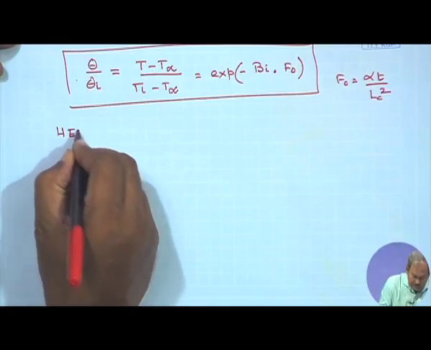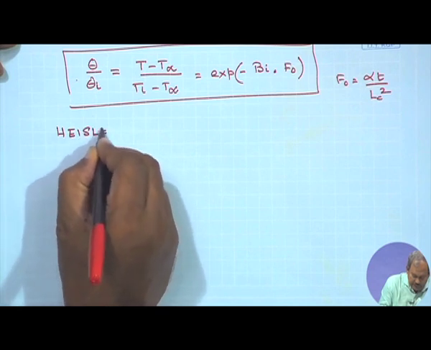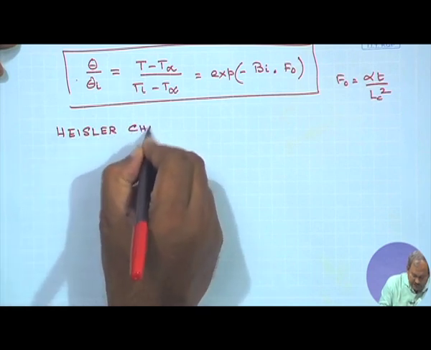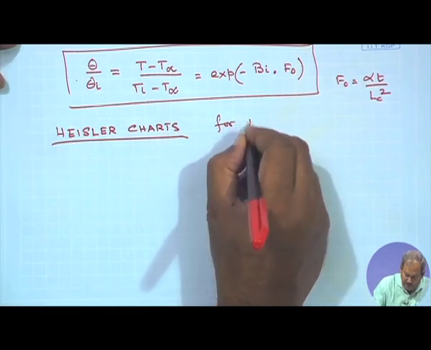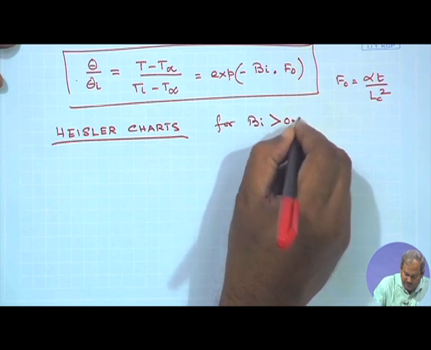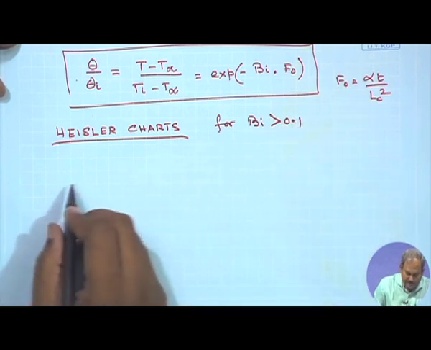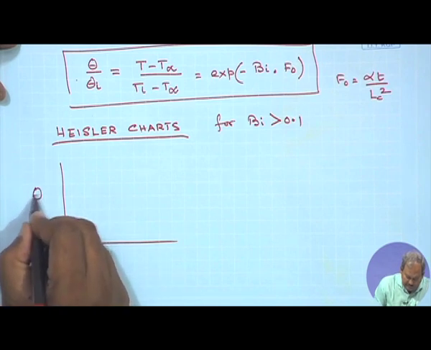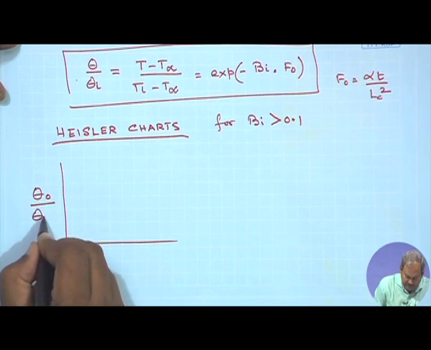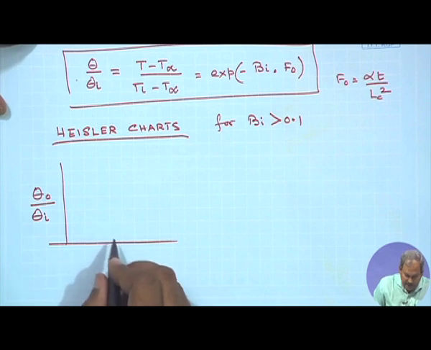So Heisler charts, I would write it over here. The Heisler charts are for the case when Biot number is greater than 0.1. They are available, and essentially what it looks like is theta naught, that is at 0th time, by theta i as a function of Fourier number.